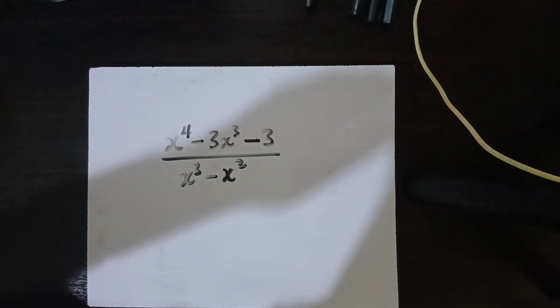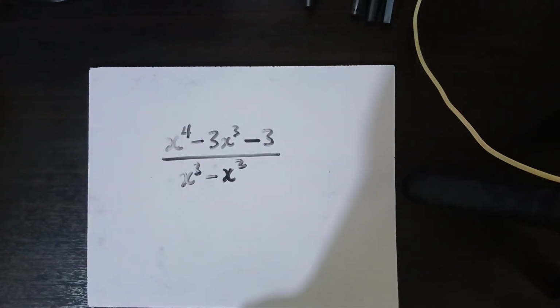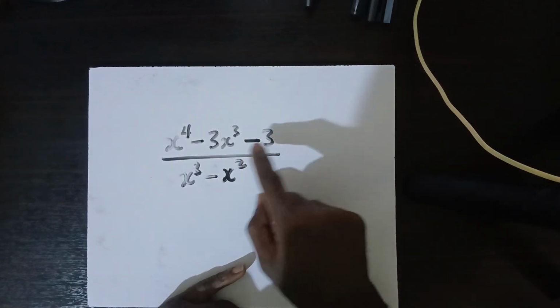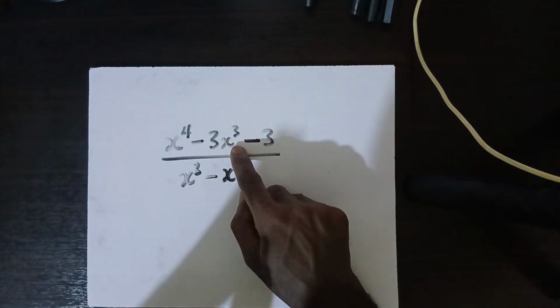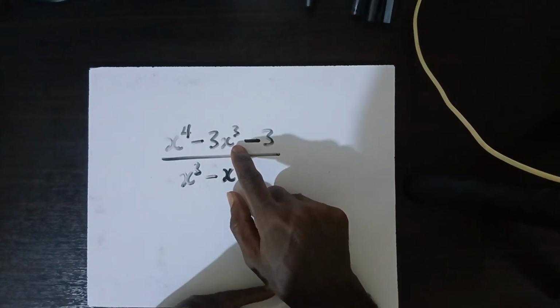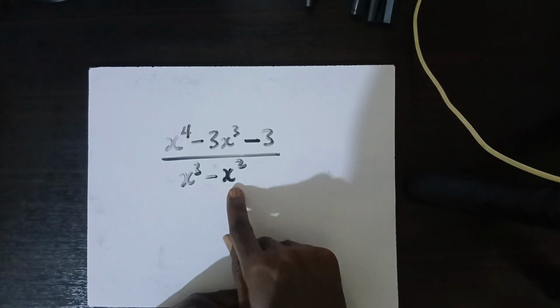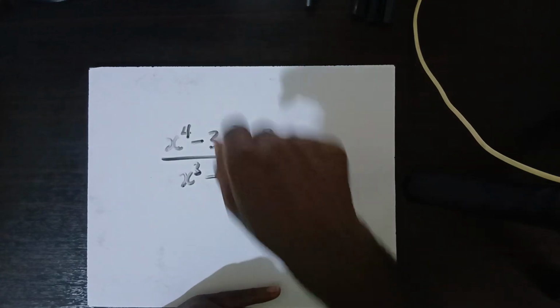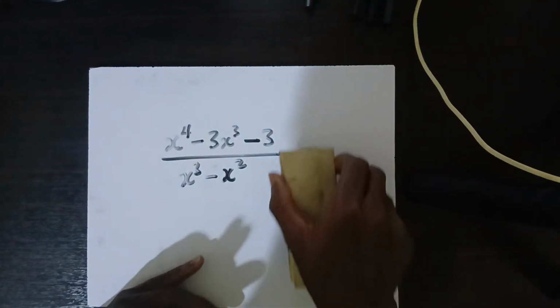We are still on division of polynomials, and this question says divide x to the power 4 minus 3x cubed minus 3 by x cubed minus x squared. So we are going to see how we'll go about this. You can see in the numerator that there is no term for x squared and there is no term for x. Also in the denominator, there is no term for x and there is no constant. So let's see how we can go about this.